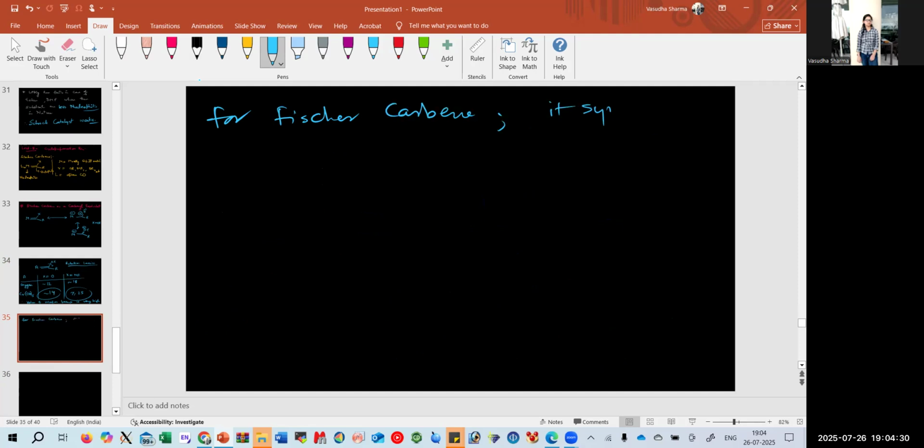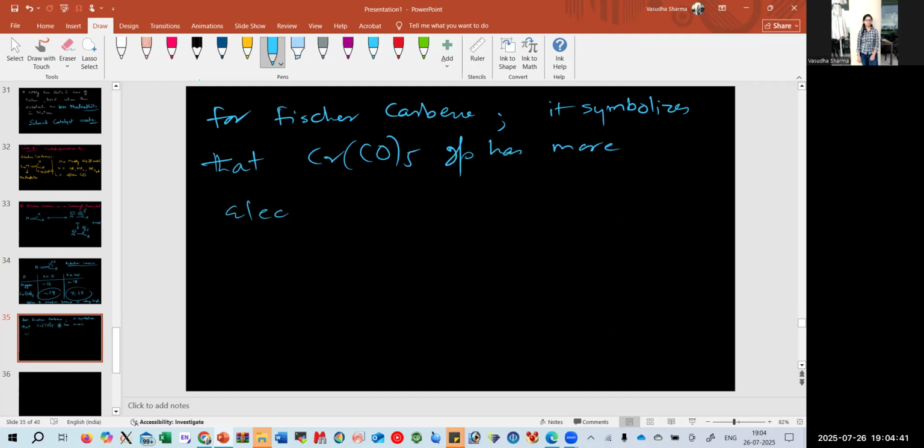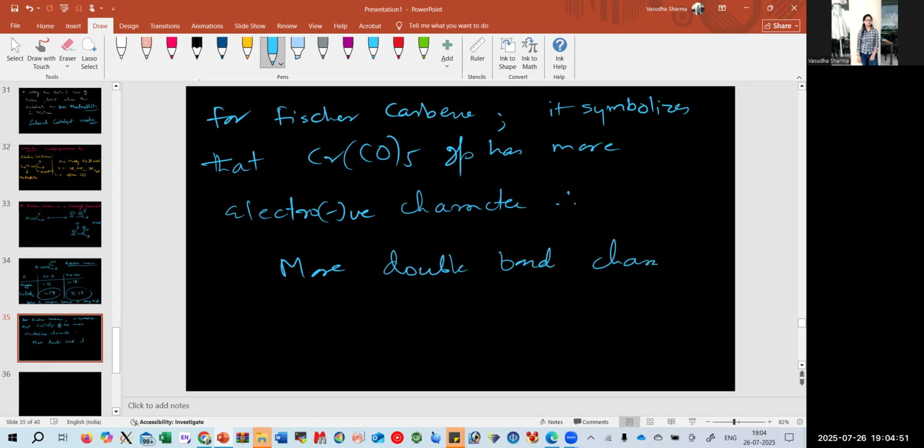It symbolizes that the Cr(CO)5 group has more electronegative character, therefore more double bond character, and hence it can be compared to the carbonyl group.